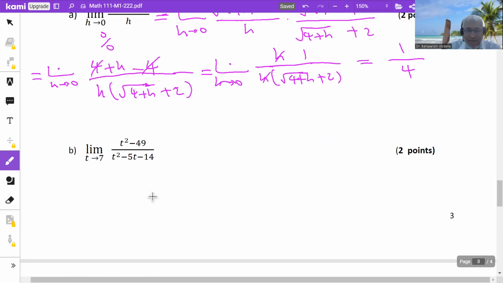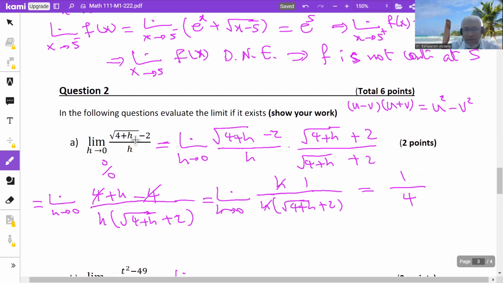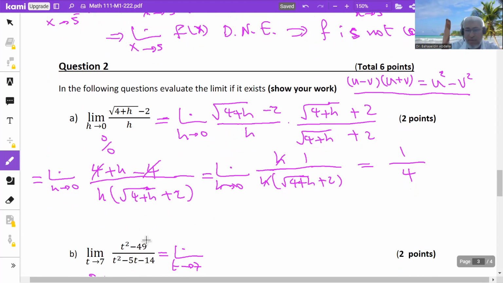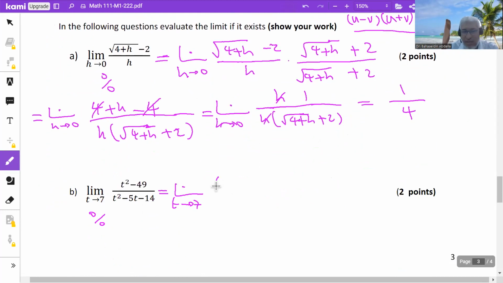If I replace t by 7, I'll have 49 minus 49, that's 0, and here 49 minus 35 minus 14, that's also 0, so I have 0 over 0. There is no root here, so I try factoring. Well, factoring t squared minus 49, I can do it using this formula because I have u squared minus v squared. 49 is 7 squared. So I have t squared minus 7 squared, so I can write it u minus v times u plus v. So t minus 7 times t plus 7.